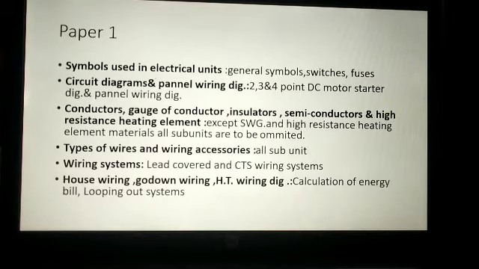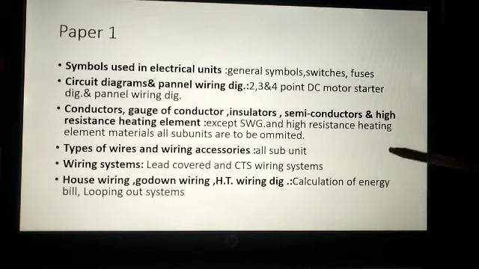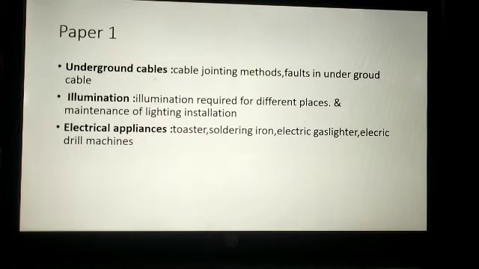Calculation of energy bill. We had just 1 numerical in this chapter, and that also they have reduced. So calculation of energy bill they have reduced, and looping out system. Looping out system, that is the 7.2 subunit. Looping out is completely reduced. So just take note, 7.2 house wiring methods, looping out, everything is cancelled. That is looping out from switch, ceiling rose and everything, it is cancelled.